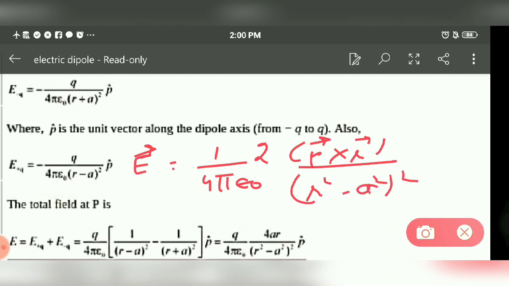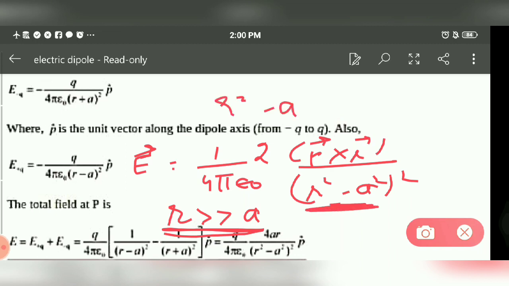Now if we consider the case of short dipole, which dipole? Short dipole. For the short dipole, R is very much greater than A. So in that case, this R square minus A square leads to only R square, because R is very much greater than A, so A square is neglected, and we get R square.